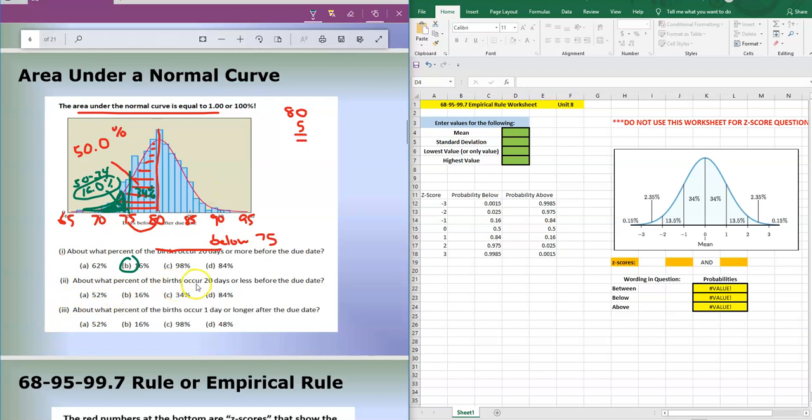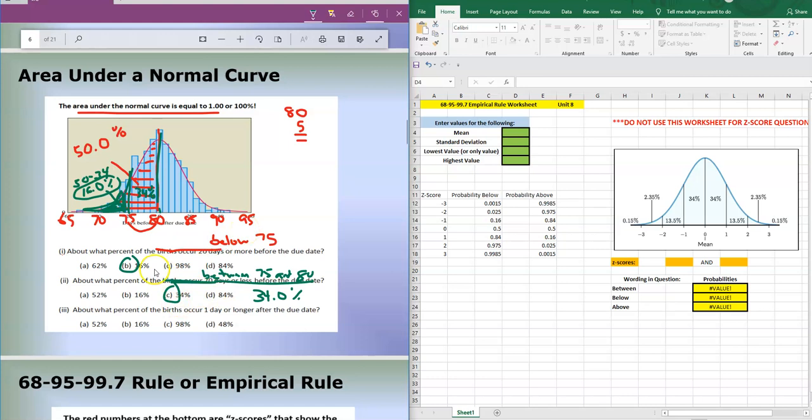About what percent of the births, okay, and of course I'm changing the topic, about what percent of the scores are between, say, a 75 and an 80. Well, 75 and 80 would be roughly 34%. But of course, if you have to write it to one decimal place, 34.0%. That would be the answer here.